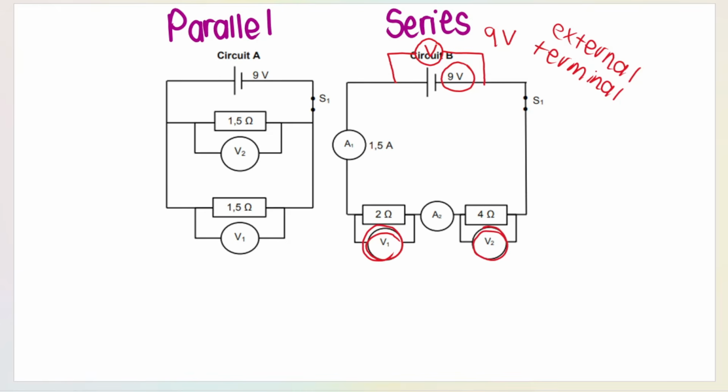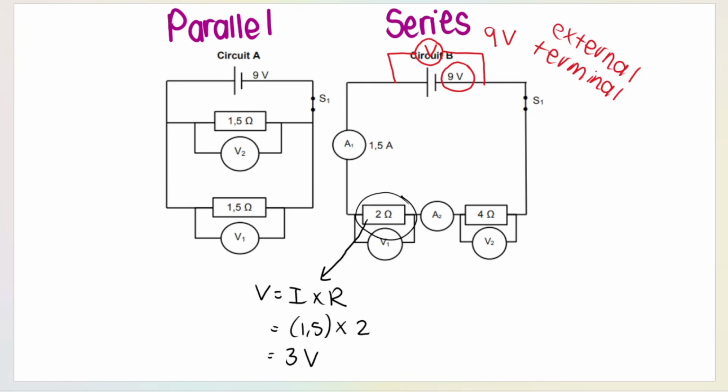We can actually work out how much voltage will go to this resistor. I hope you remember the formula. V is equal to I times R. Remember, I is current, the total current, the total current flows through this resistor. So 1.5 amperes. 1.5 amperes flows through that resistor, and the resistance is 2 ohms. So that means that the voltage V1 is 3 volts. So what that means is that when V1 has a reading, V1 will read 3 volts.